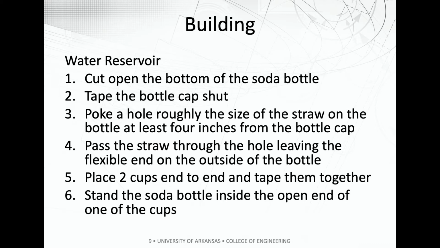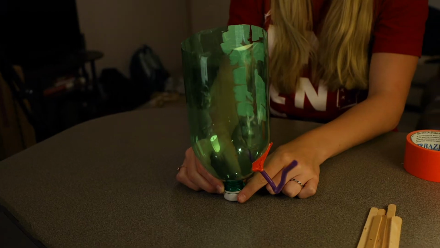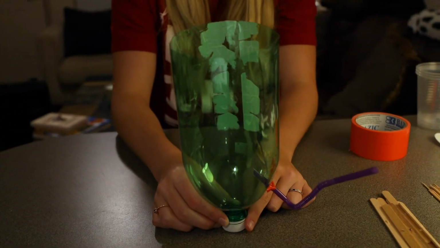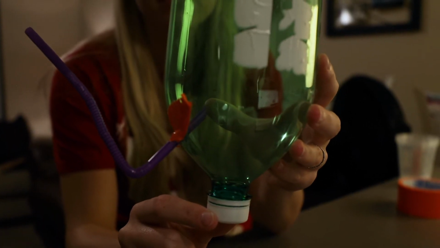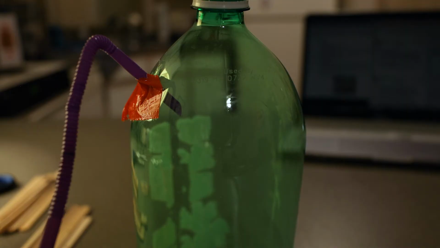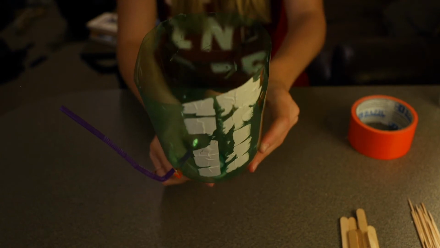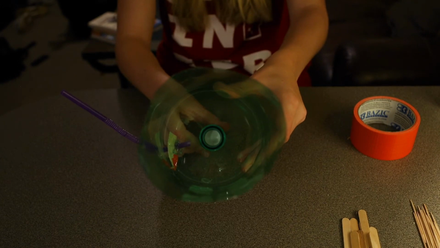First, we are going to make our water reservoir. First, cut open the bottom of the soda bottle. Second, tape the bottle cap shut. Third, poke a hole roughly the size of the straw on the bottle at least 4 inches from the bottle cap. Fourth, pass the straw through the hole, leaving the flexible end on the outside of the bottle.